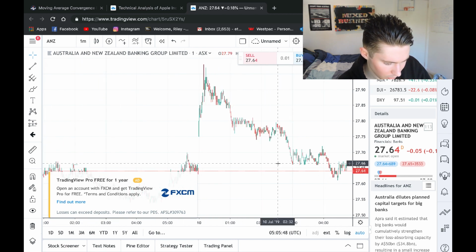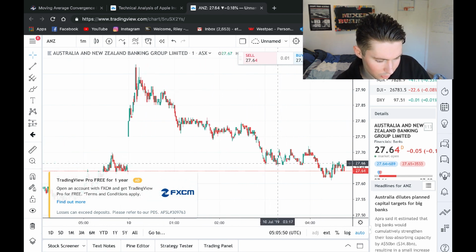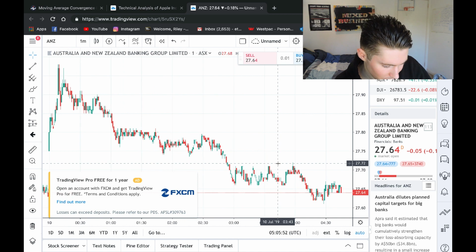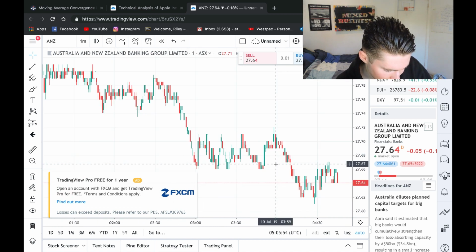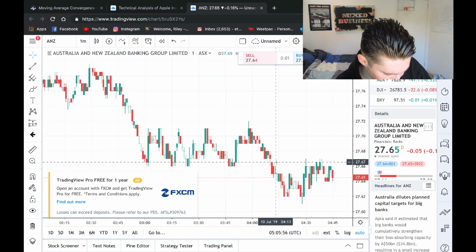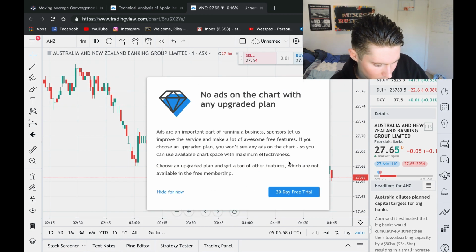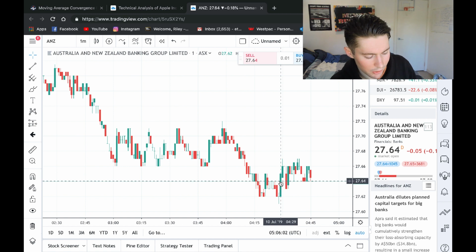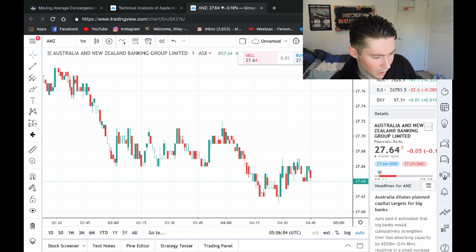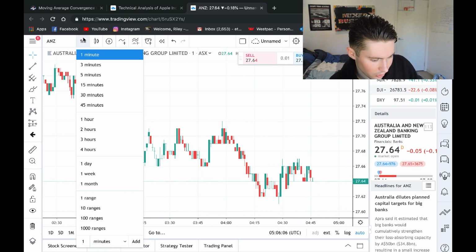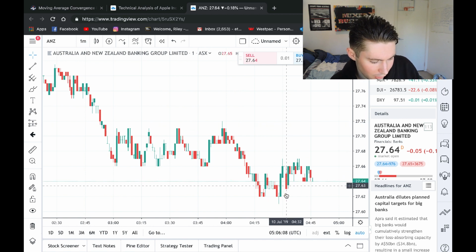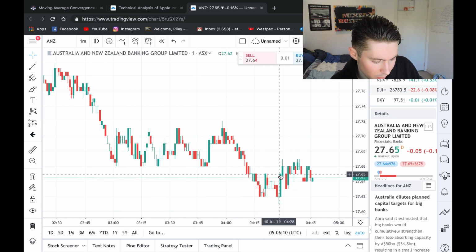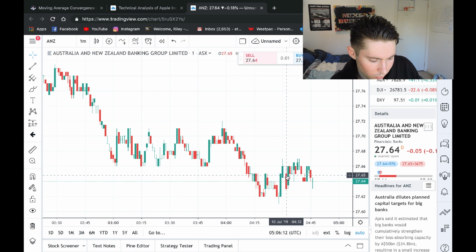I'll zoom in here a bit. I'm not using my mouse because I've got too many accessories plugged into my laptop. You have all these charts, basically candlesticks. Green means, so this is a 1 minute chart, so it's changing every minute essentially. So in that minute the price went up when it's green, and when it's red it went down.